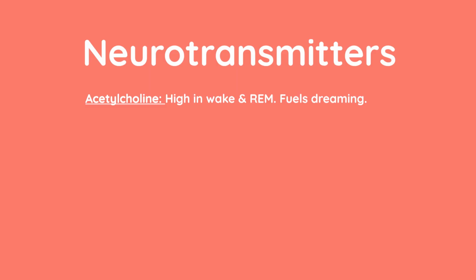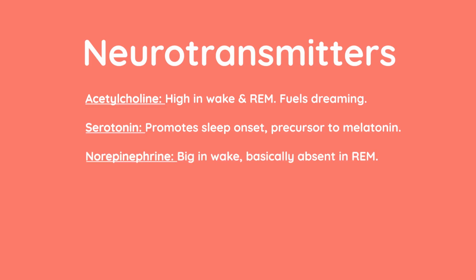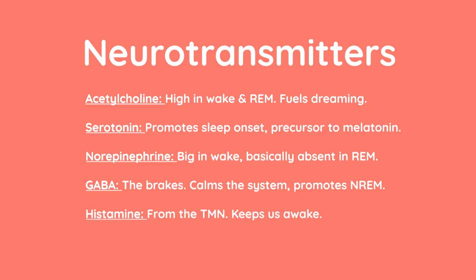The nervous system doesn't just work on electricity, it runs on neurotransmitters, which are tiny chemical messengers. Acetylcholine is high during wake and REM. It fuels dreaming. Serotonin promotes sleep onset and is a precursor to melatonin. Norepinephrine is very active during wake, but is basically absent in REM sleep. GABA is like the brakes. It calms the nervous system and promotes non-REM sleep. Histamine keeps us awake. That's why antihistamines will typically make you sleepy. Orexin, or hypocretin, stabilizes wake. Loss of this usually results in narcolepsy.